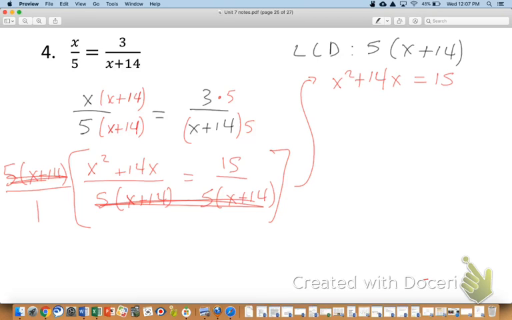What kind of an equation is that? Quadratic. Yep, and how do we solve a quadratic?